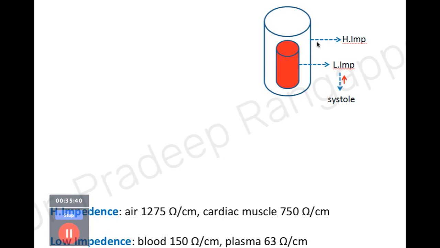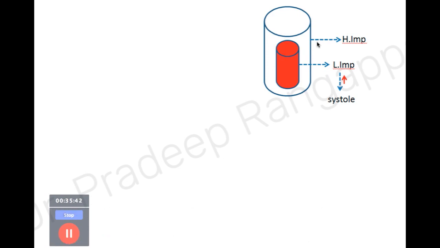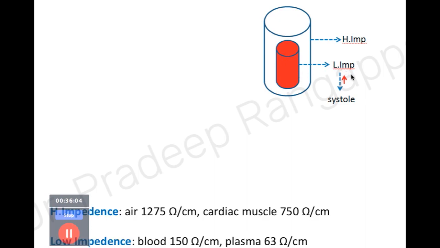The body is basically divided into two components. In the human body there is a high impedance compartment and a low impedance compartment. This is the basis of bioimpedance. Low impedance components are all the blood flows. All the blood vessels, all the flows that are happening in the body are categorized as low impedance, and this has to increase with systole. High impedance are air and cardiac muscles, and the impedance resistance is 1275 ohms per centimeter. For cardiac muscle it is 750 ohms.